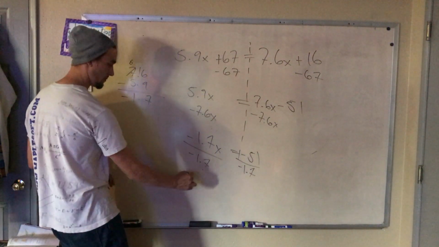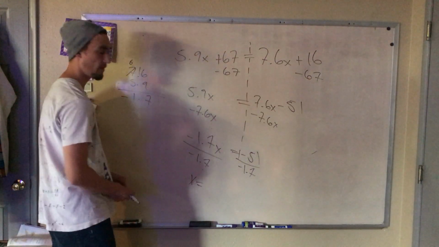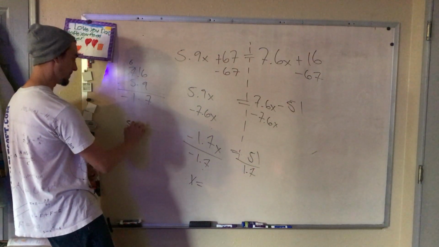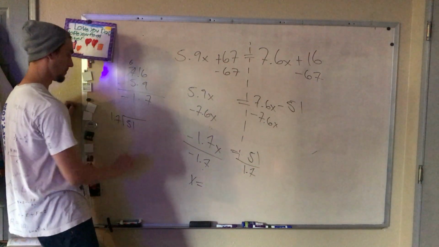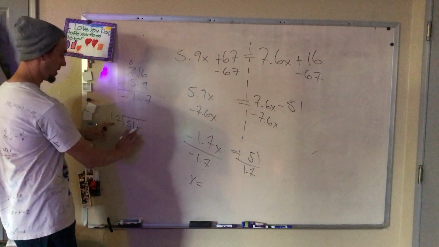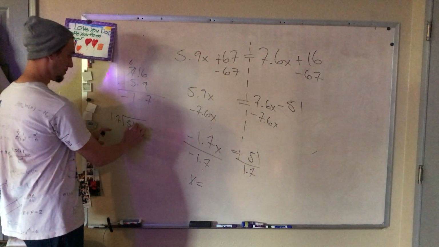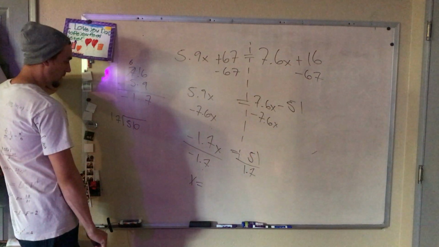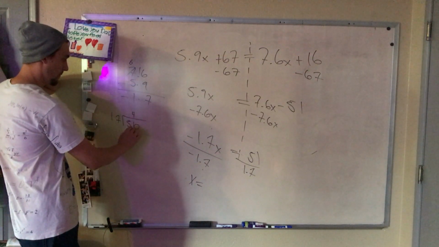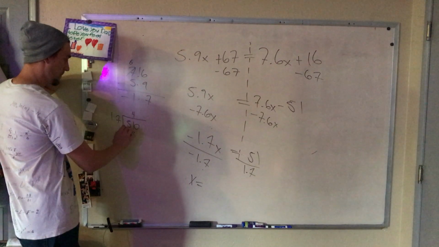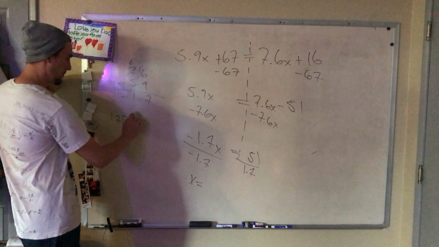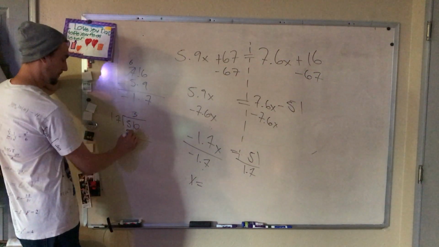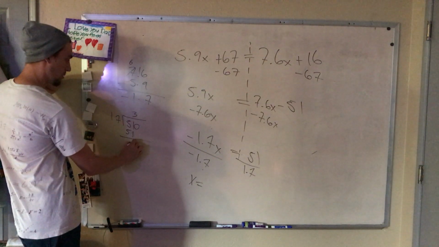So x equals negative 51 divided by negative 1.7. It's a double negative, so the negatives cancel. And in order to do that, you gotta take it over here and do the longhand division. So I'm gonna do this thing again where I take the decimal point and move it out. 17 into 51, I'm just gonna guess it's 4. Nope, it's 3. Oh, sweet, exactly 3.